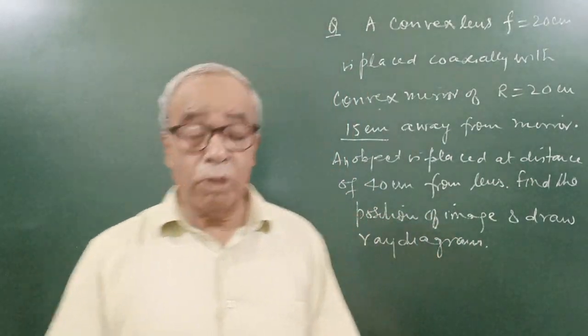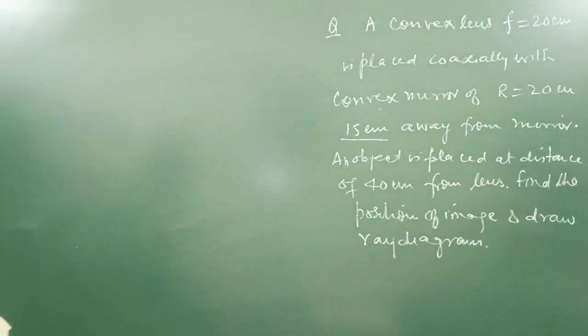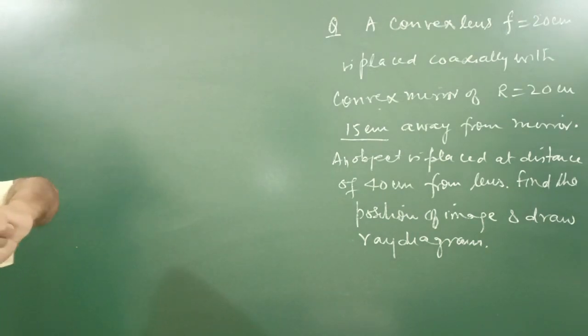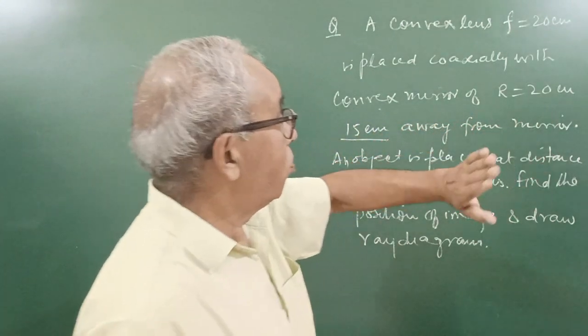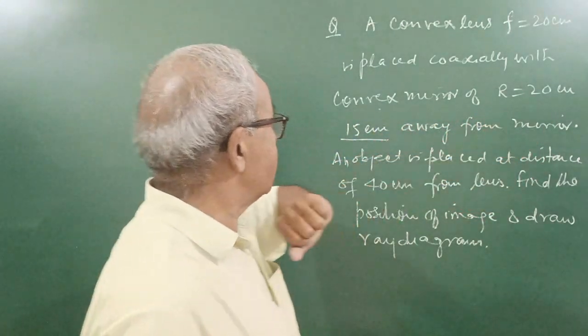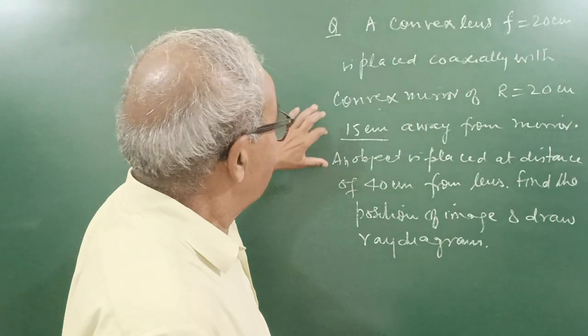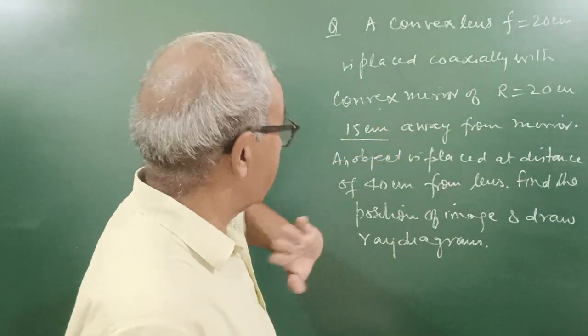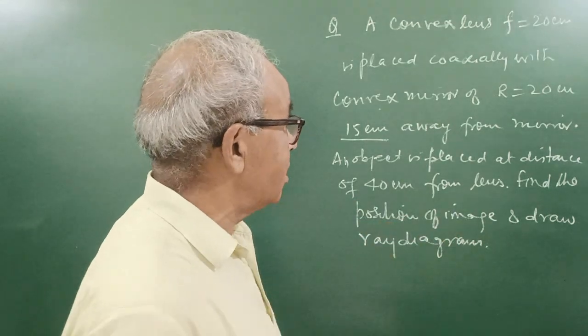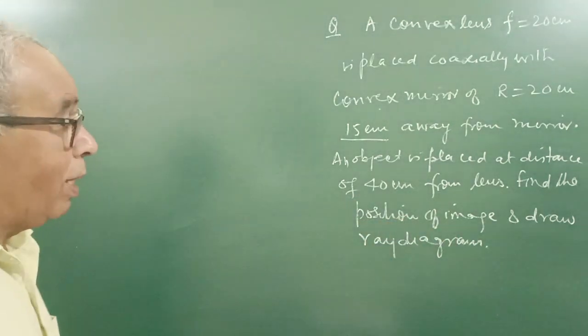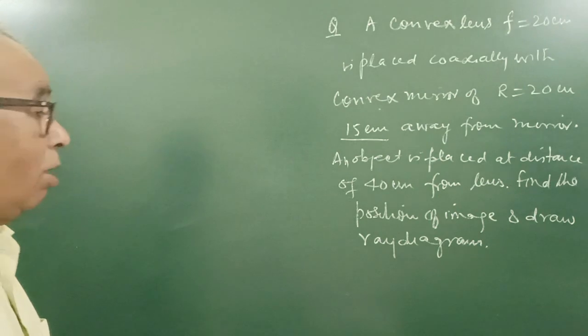Dear student, now there is another question here. A convex lens of focal length 20 centimeter is placed coaxially with a convex mirror of radius of curvature 20 centimeter, 15 centimeter away from the mirror. An object is placed at a distance of 40 centimeter from the lens. Find the position of image and draw the diagram also.